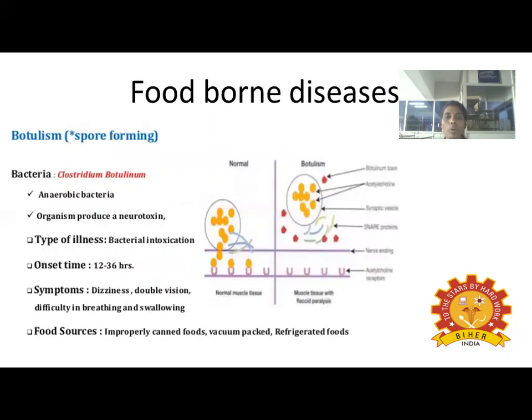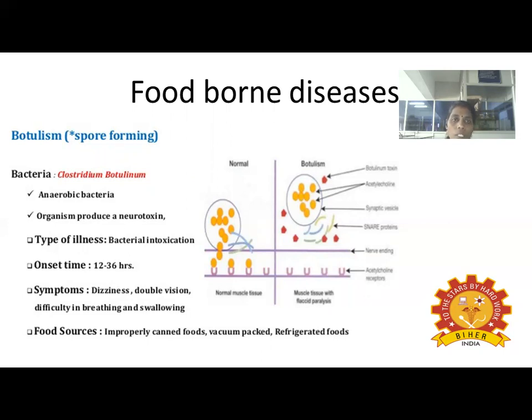Then I'll tell you what the foodborne diseases are. First, botulism, caused by the spore-forming, anaerobic bacterium Clostridium botulinum. This organism produces a neurotoxin. The type of illness is bacterial intoxication, with an onset time of 12 to 36 hours. Symptoms are dizziness, double vision, and difficulty in breathing and swallowing. Food sources are improperly canned food and vacuum packed refrigerated foods.